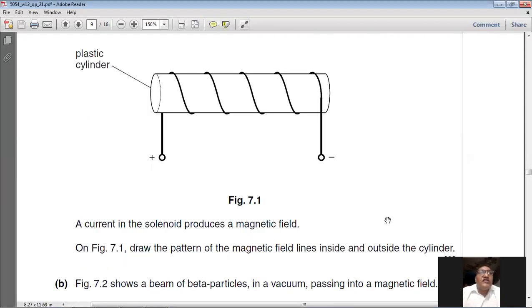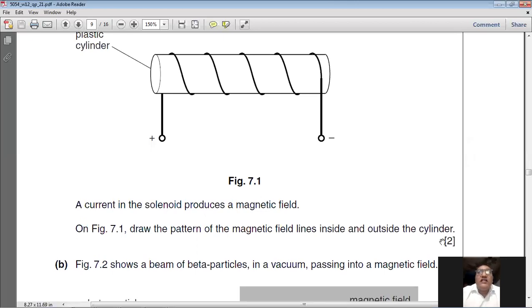So the question is, the current in the solenoid produces a magnetic field. In Figure 7.1, draw the pattern of the magnetic field lines inside and outside the cylinder. It's a 2-mark question. When the DC current flows through this, the solenoid will become an electromagnet and behave like a bar magnet. It will have its north pole and its south pole, and it will have a magnetic field around it. The magnetic lines will come out of the north and go into the south.